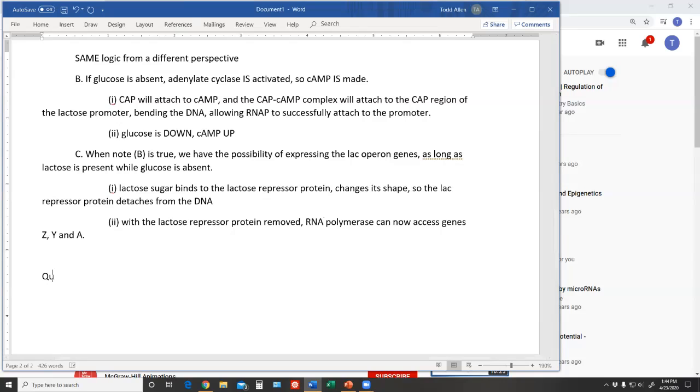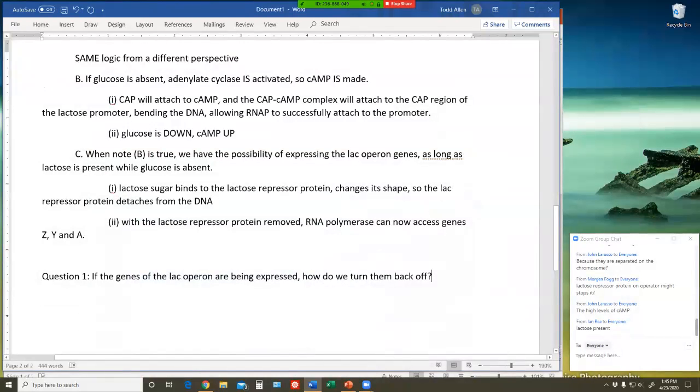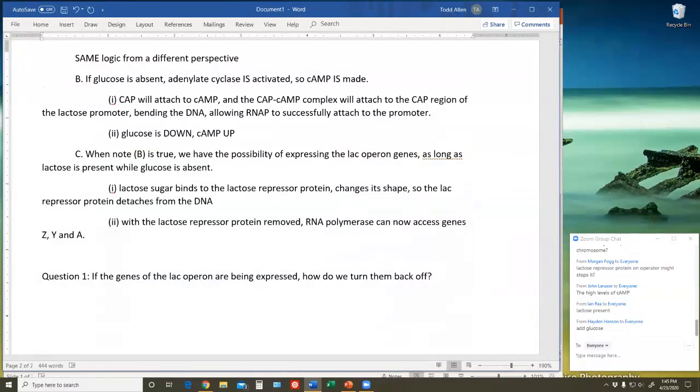Okay, so here's a question for you. If the genes of the LAC operon are being expressed, how do we turn them back off? What do you think, gang? How do you think we can turn the genes for the LAC operon off if they're actually being expressed? What could we do to turn them off? Add glucose. Okay, I like that. Very good. Okay, so we could add glucose.